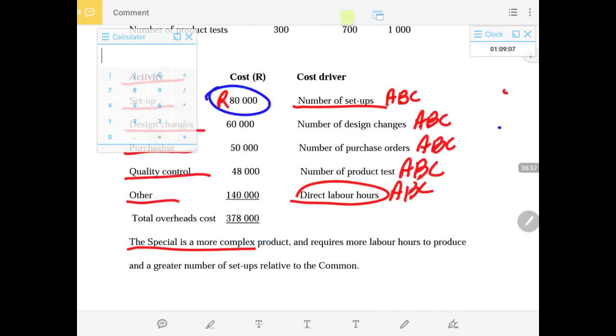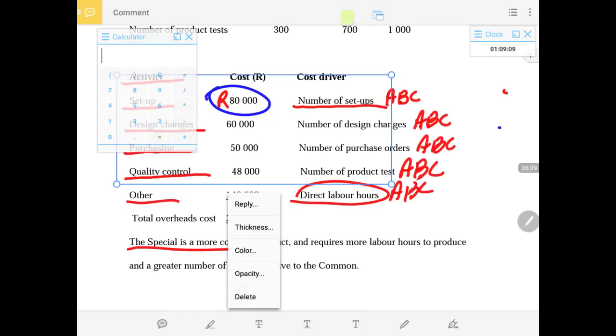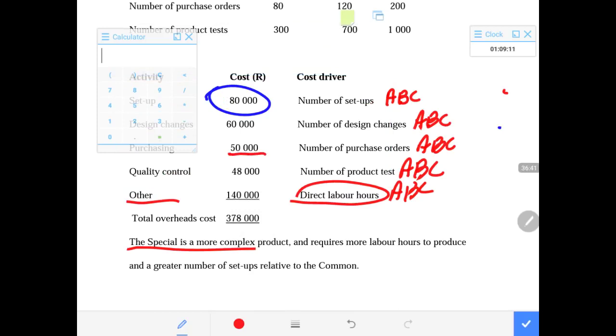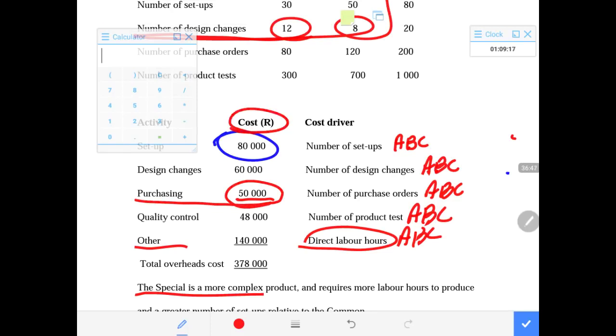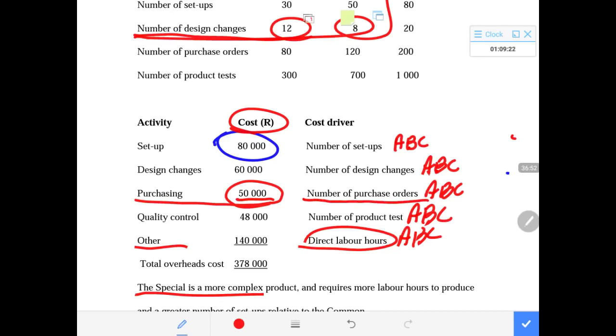Now we look at the purchasing, and we see that purchasing is a total of 50,000 rands. Remember, this is the rand value. It is based on the number of purchase orders. We need to look at the number of purchase orders: 80 plus 120 is equal to 200. So we are focusing on the total first that we divide with.